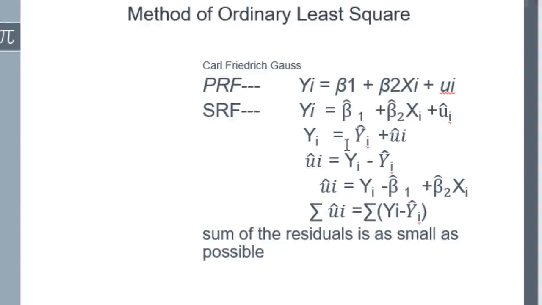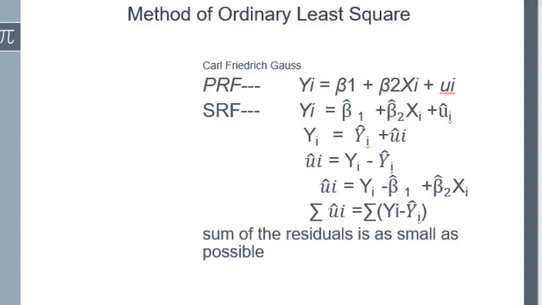In the following section, we can see the method of estimation of simple regression models using the ordinary least square method. The population regression function of a two-variable model can be written as yi equals beta 1 plus beta 2 xi plus ui. But we know that the population regression function is not directly observable. Therefore, we estimate the population regression function from the sample regression function.